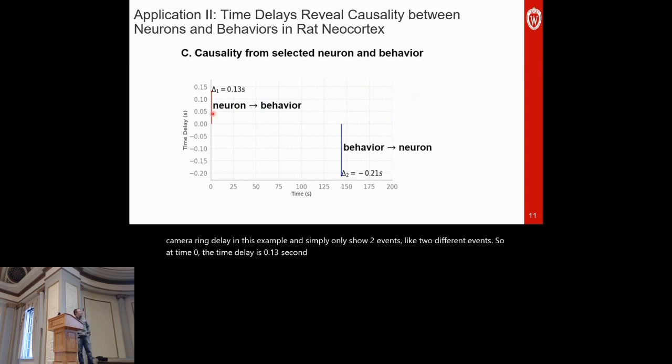Remember, it's y minus x, which means the behavior happens later and the neuron happens first. So this suggests the neuron fires before the rat moves, a strong implication that the neuron activity causes the behavior.